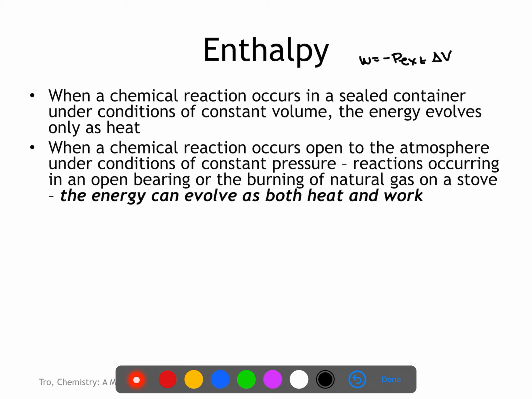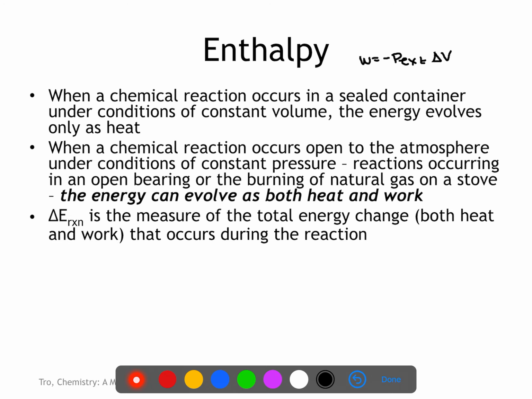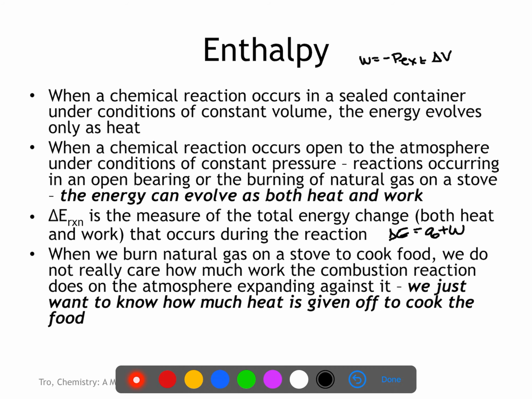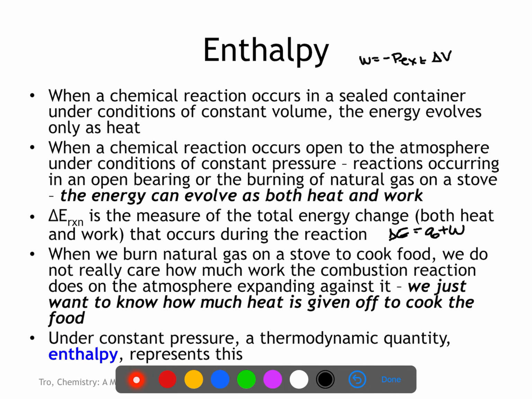We know that the change in energy of the reaction is the measure of the total energy change of both heat and work. We've learned delta E is equal to Q plus W. Now, when we burn natural gas on a stove, we don't really care about how much work the combustion reaction does on the atmosphere, expanding it. We really only care about making sure that our food gets heated and how much heat it needs to make the time go by a little bit faster. So looking at that condition, that's something called enthalpy, when we're not looking at the work and we're just putting a situation under constant pressure and looking at the amount of heat flow.